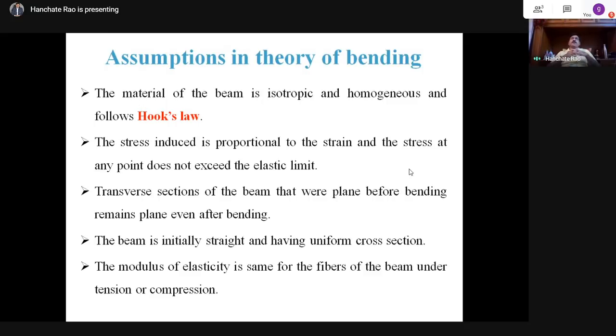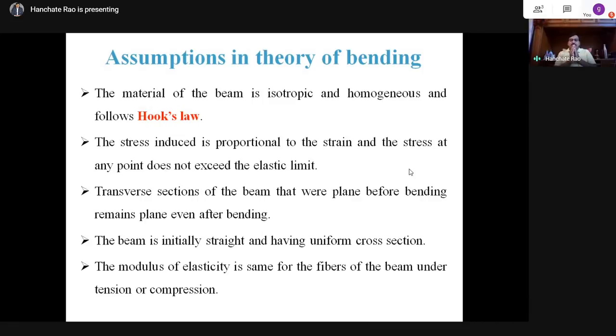So what happens if we cross the elastic limit? If we cross the elastic limit, we will go to the yield point, then to the plastic zone, plastic limit. So the analysis becomes difficult. So here we are assuming that we are within the elastic limit, that is, stress is proportional to strain. That makes our life very simple in analyzing the structure for simple bending.